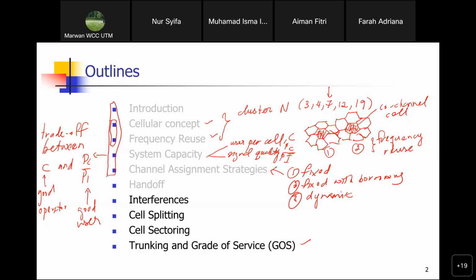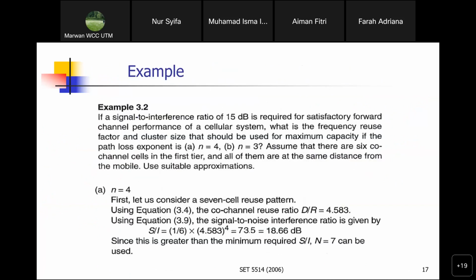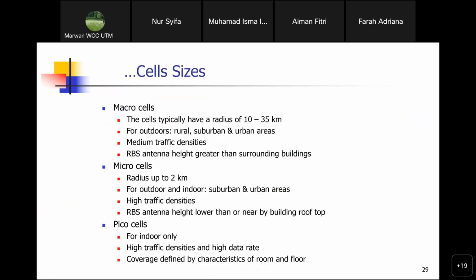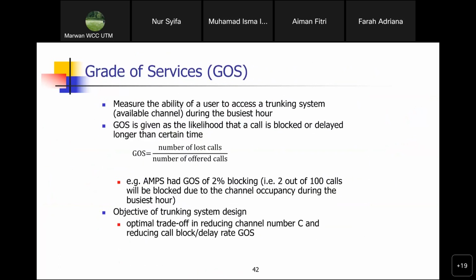So today I would like to jump straight to trunking. Later I will go back to handoff, interference and cell splitting. Today the idea is to cover trunking theory. The last topic on the second slide is trunking.